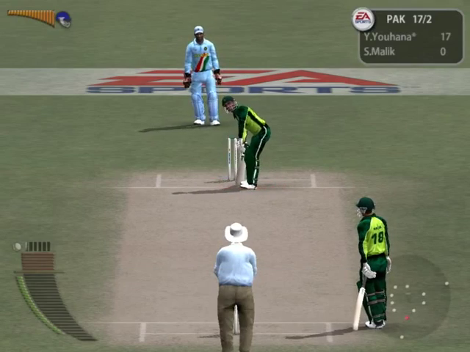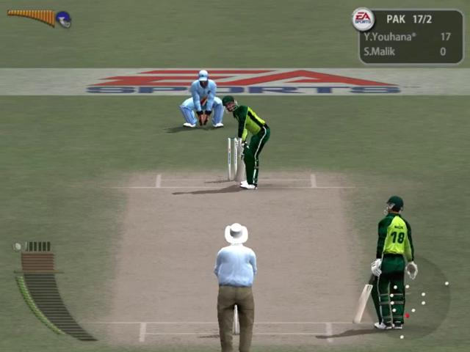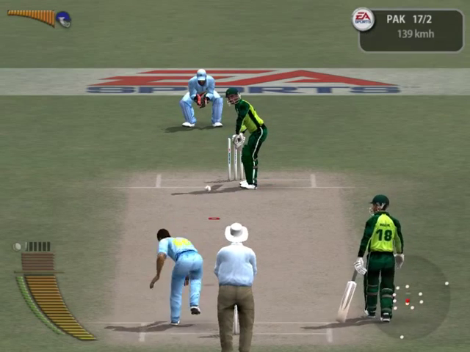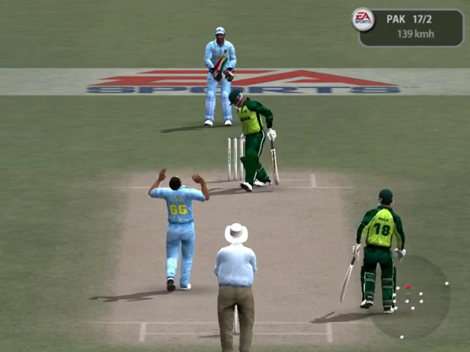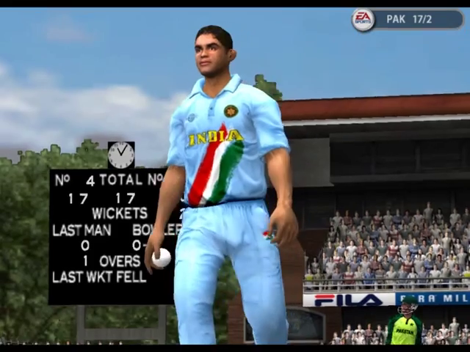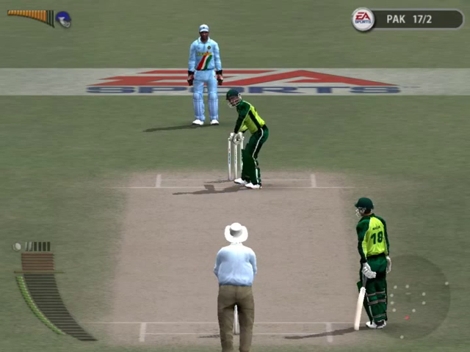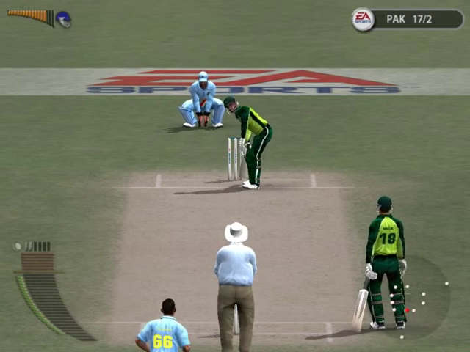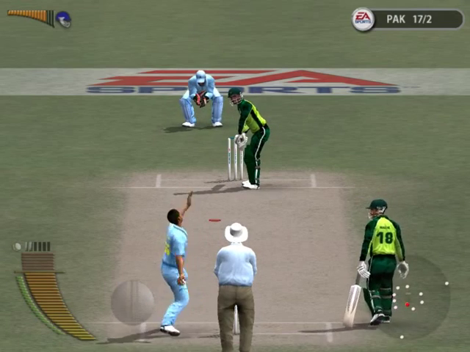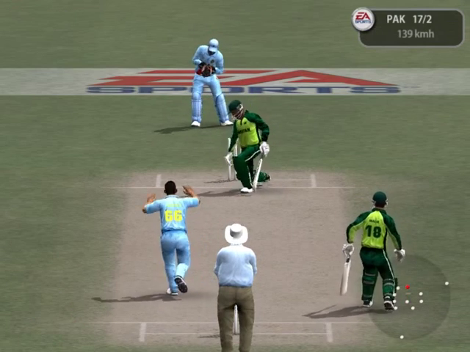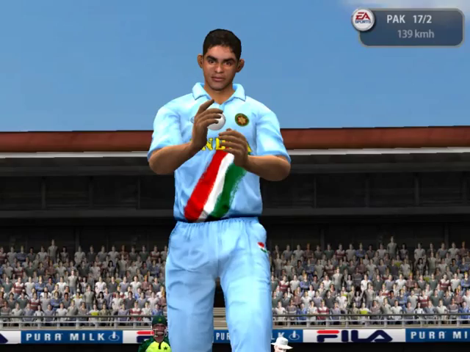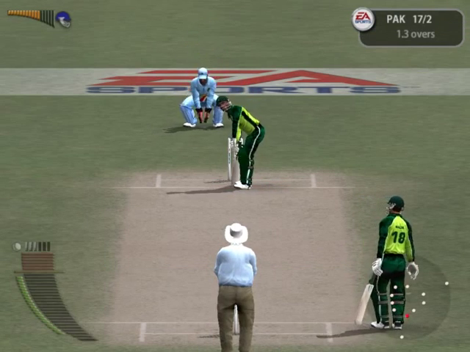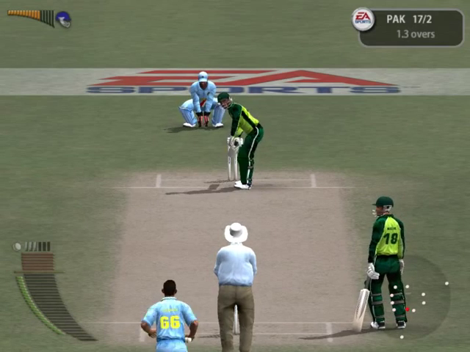Yusuf Yuhana facing. Just a kitten's whisker away from the stumps. Agarkar to Yusuf Yuhana. That's wonderful bowling from Agarkar. Yusuf Yuhana waiting at the striker's end.